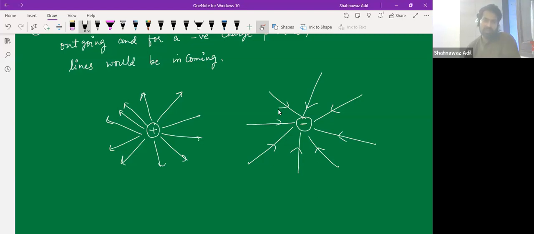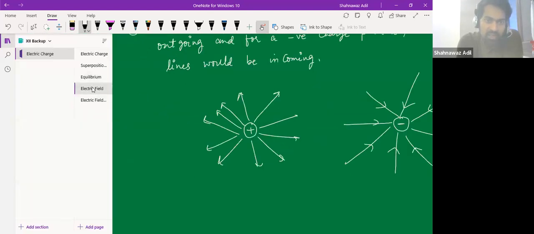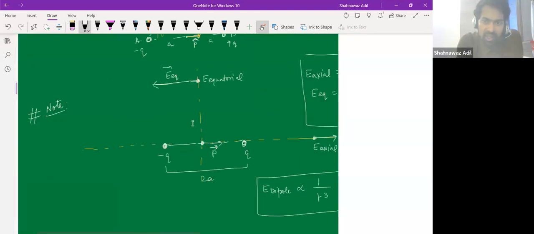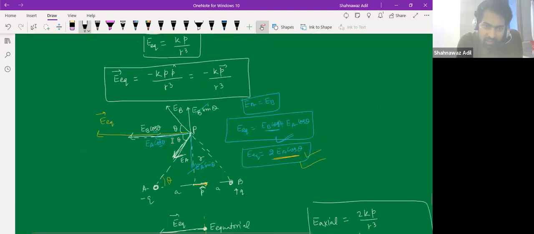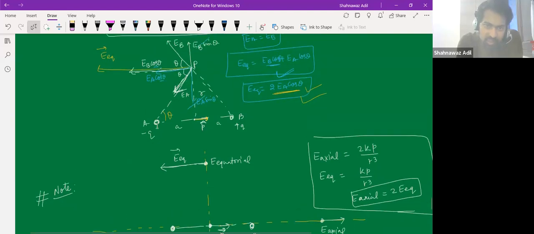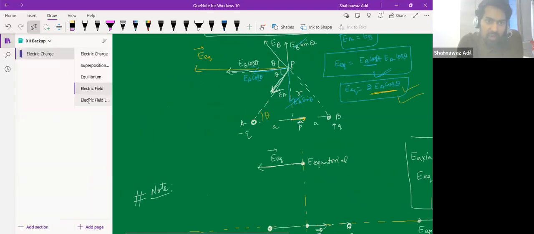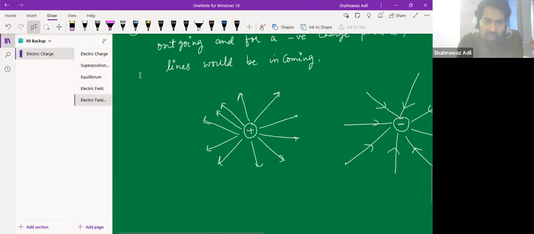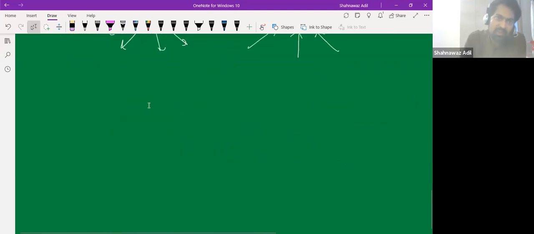Yes, sir. So that is why when we see these problems, now you guys can understand that if we have a negative charge, then electric field would be incoming, right? If we have positive charge, electric field would be outgoing. So from electric field lines, this is more understandable, right? Clear? So this one was about the polarity.